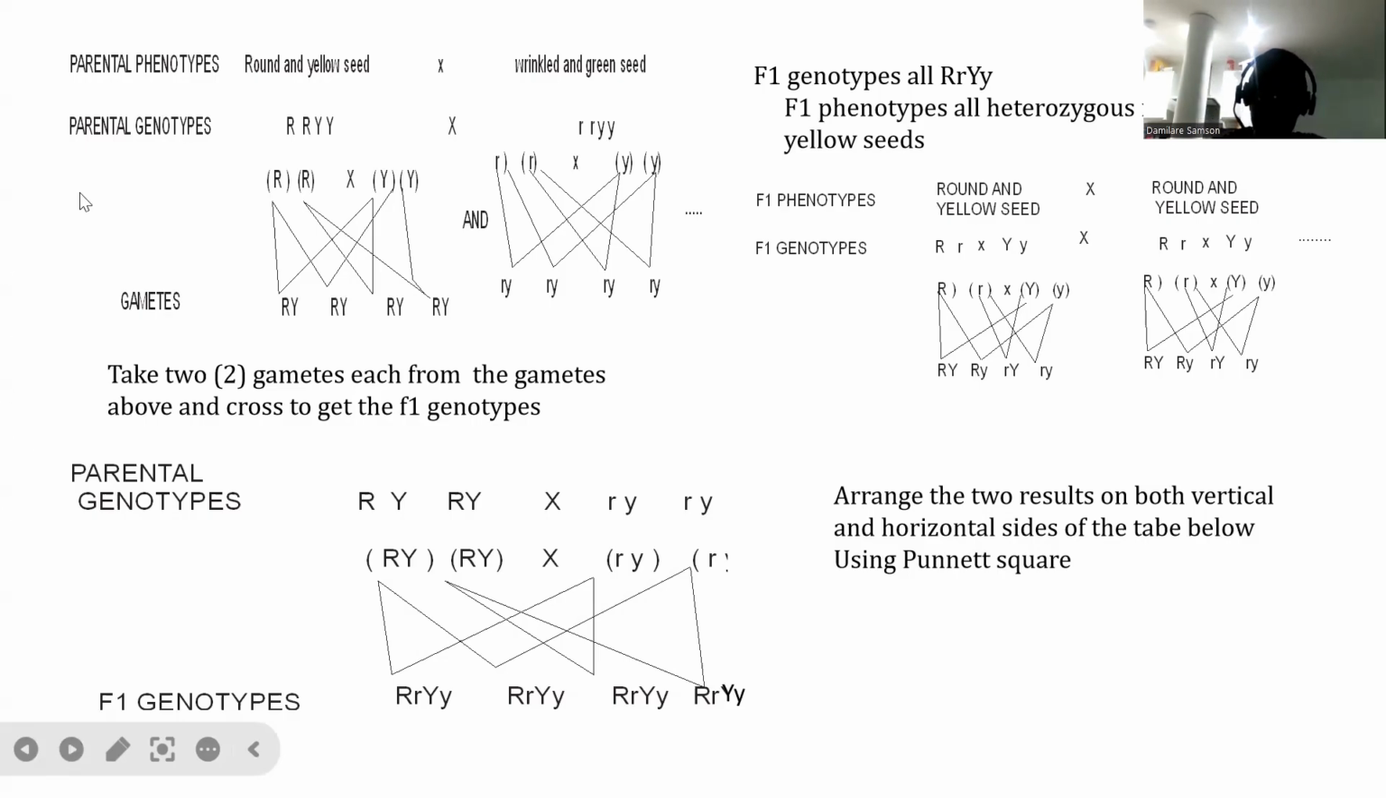Now, he wants to do the F1 generation, he wants to do the crossing of the F1 generation. The first thing is this. What is the parental phenotype? Round yellow seed. We are crossing it with what? Wrinkled green seed, right?